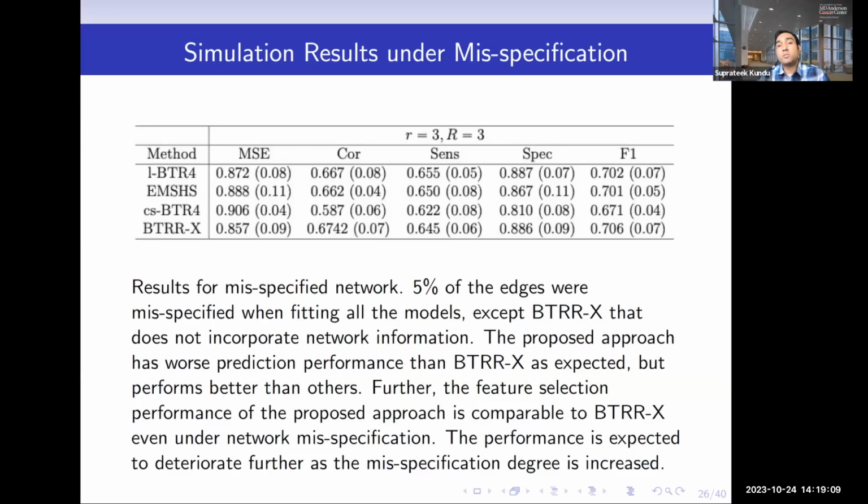Surprisingly, in terms of feature selection, this method in fact has comparable performance with BTRRX, right? BTRRX, again, is the method that does not incorporate gene network information. So it has higher sensitivity, comparable specificity, and comparable F1 scores. What this shows is that under mild levels of network misspecification, in this case 5%, the proposed method is robust in terms of feature selection, and it suffers less than the other methods that also incorporate gene network information.